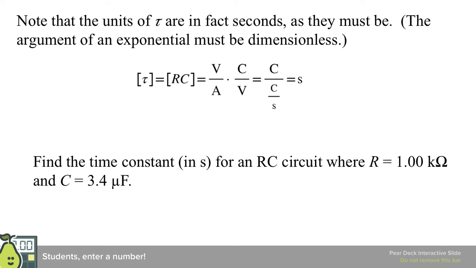Notice that the units of tau are in fact seconds, as they must be. That is, the argument of an exponential must be dimensionless. So we say units of tau, which are the units of RC, are volts per amp, which is R, times coulombs per volt, which is capacitance. But an amp is a coulomb per second, and so the volts cancel, and we have coulombs over coulombs per second. Coulombs cancel, and we just get seconds.